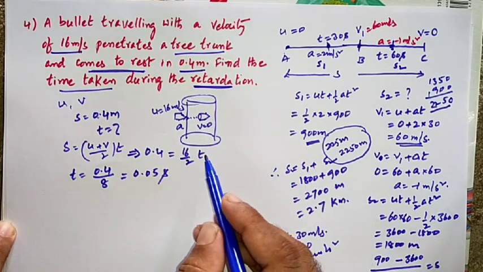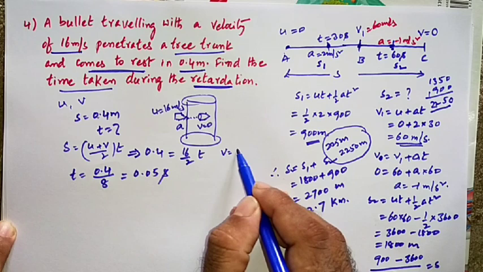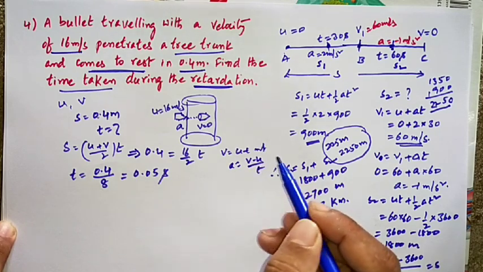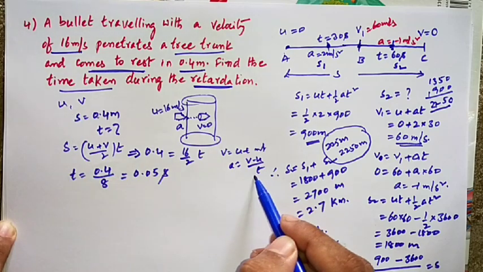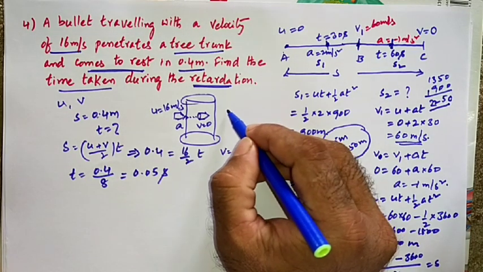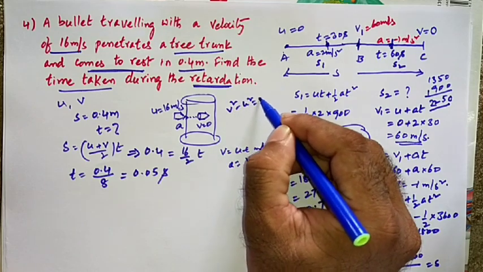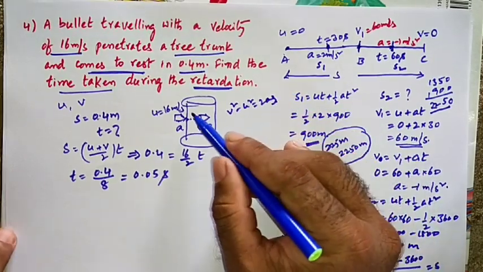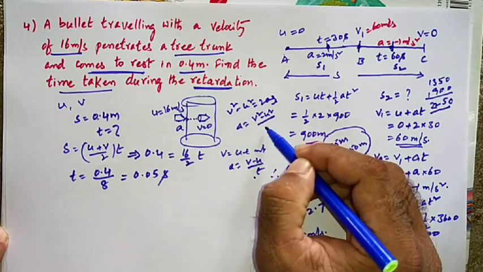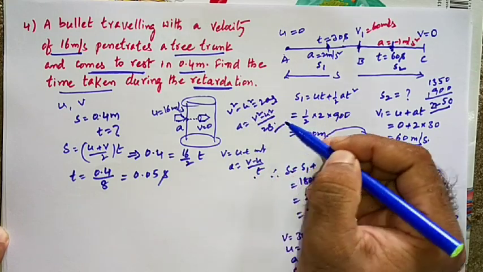Sometimes they will ask what the retardation is also. Then how to calculate retardation? v is equal to u plus at. From this a is equal to what? (v minus u) by t. Final velocity, initial velocity, and time, you know that. Then you can calculate retardation also. Or else you can use one more thing: v square minus u square is equal to 2as also. Here v and u are given, then retardation is (v square minus u square) by 2s. This formula also you can use.